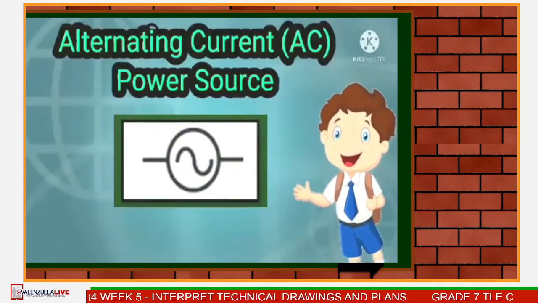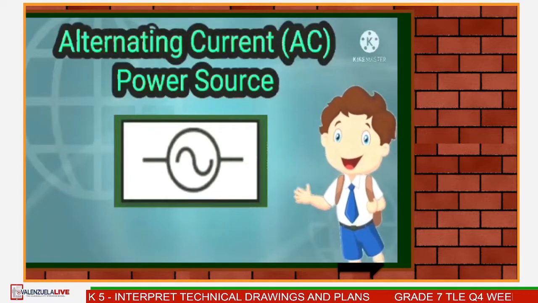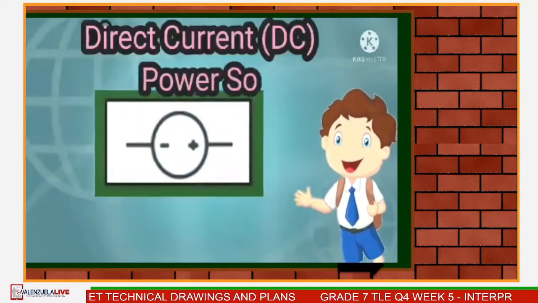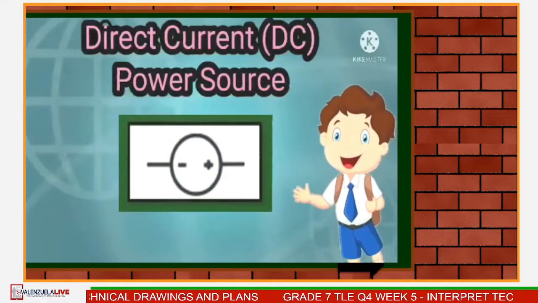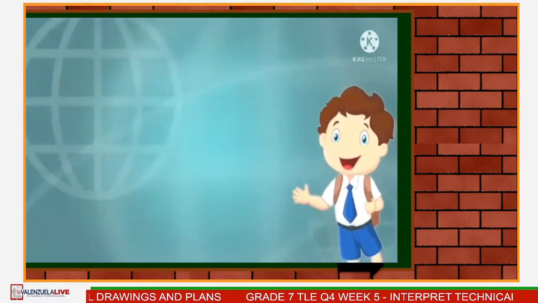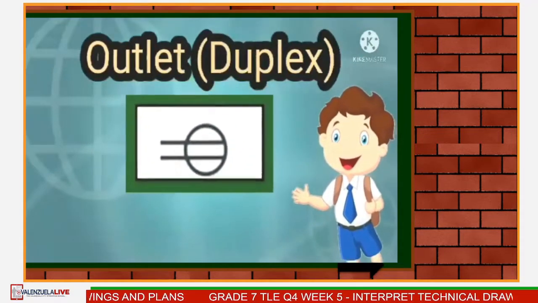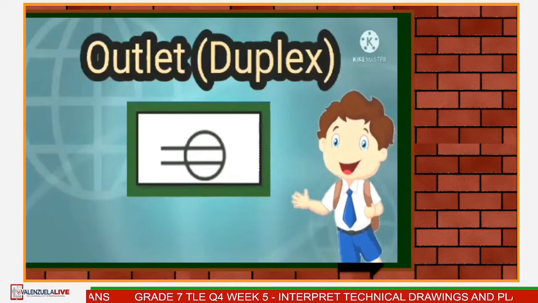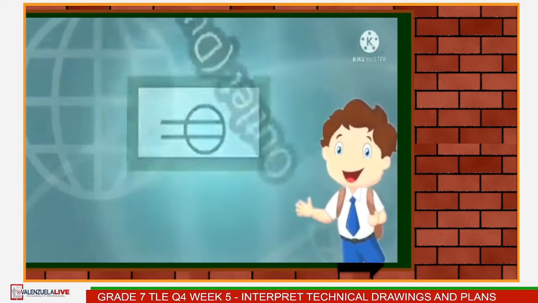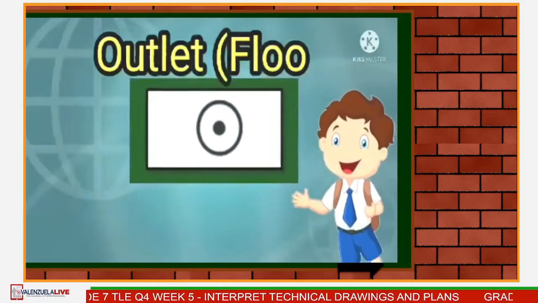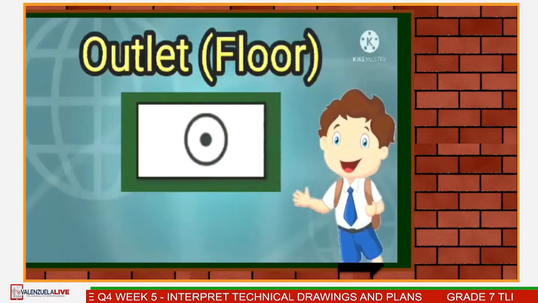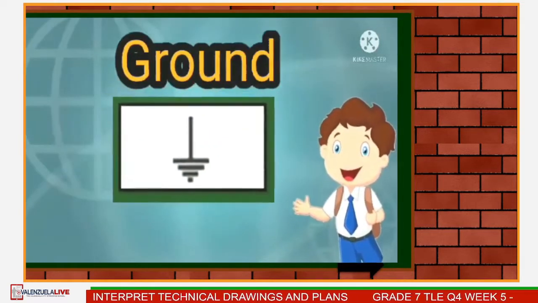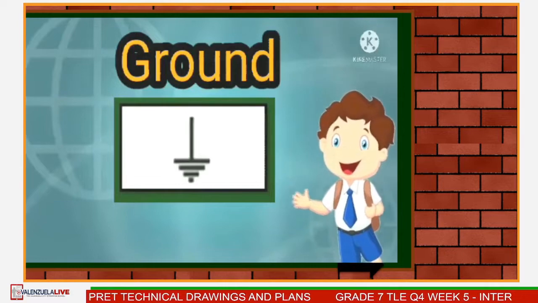Alternating current, power source. Start electric current. Direct current, power source. Starts electric current. Outlet, duplex. Horizontal line on the left of the circle indicates that the outlet is wall-mounted. Outlet, floor. A solid circle inside a circle. Ground, protection against electrical shock.